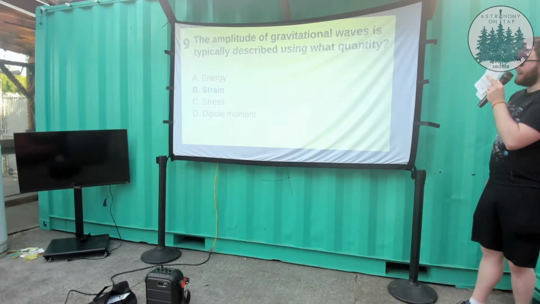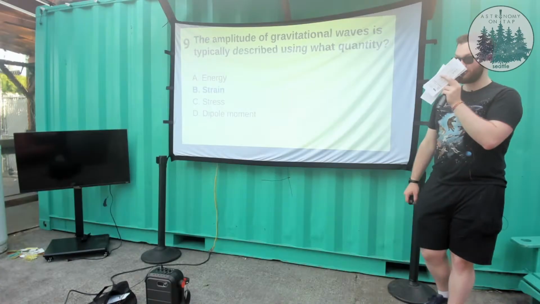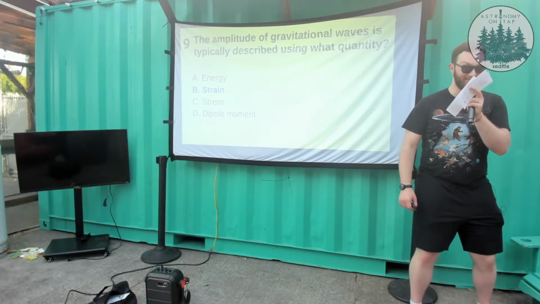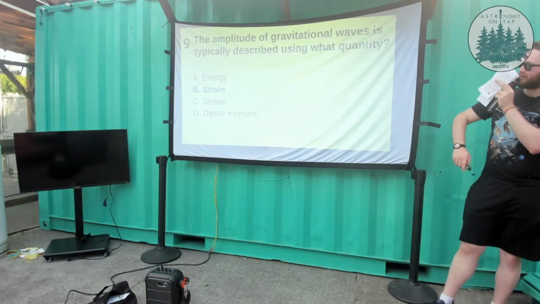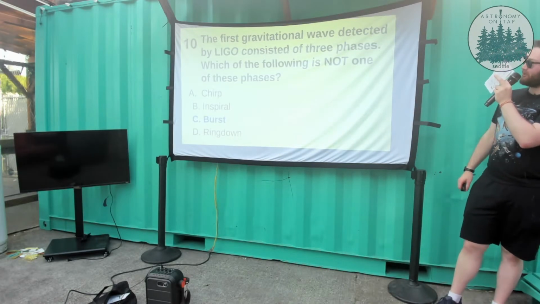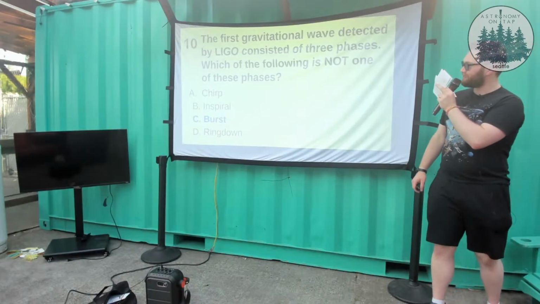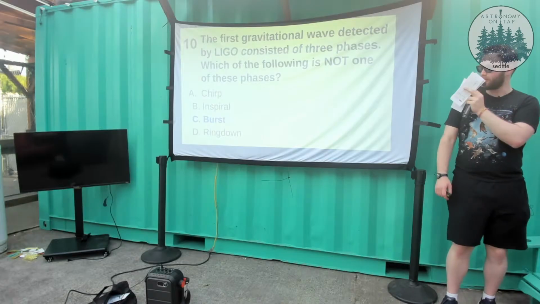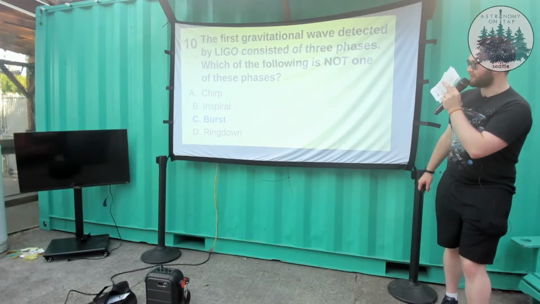Question 9. The amplitude of gravitational waves is measured by the strain of the arms in the assembly. And question 10. The first gravitational wave detected by LIGO consisted of 3 phases: the inspiral, the ring down, and the chirp, but not the burst. So C was the correct answer.